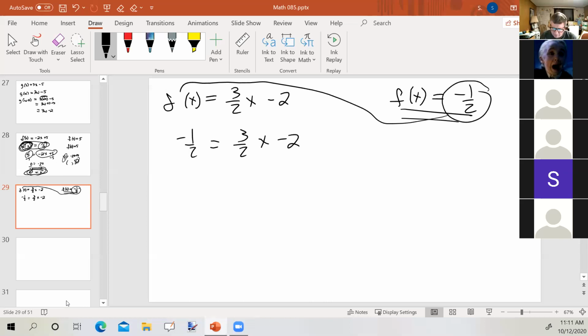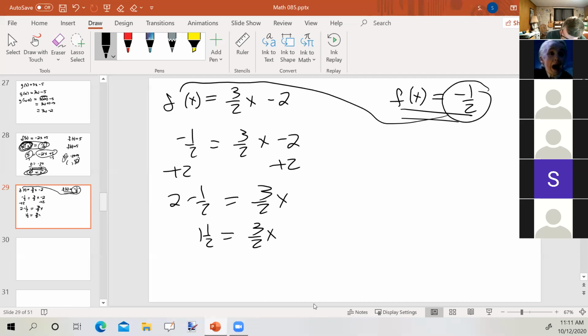Now we're going to solve for x. Okay. Do you want to clear the fractions or just leave them there for now? Just leave them there. All right. So we'll add 2 to both sides. What's 2 minus 1/2? 1.5. Okay. 1.5 is the same thing as what? 3/2? Is that right? Yeah.